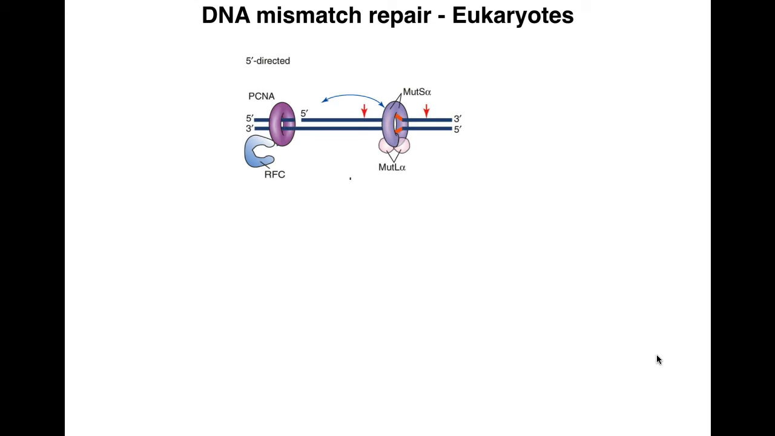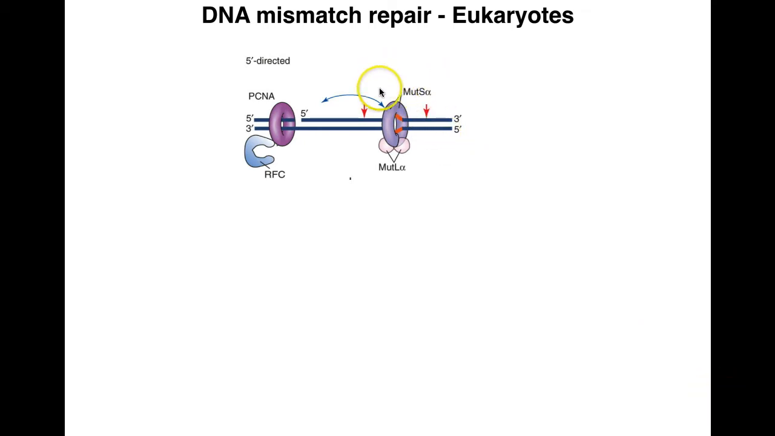So eukaryotes have homologs to the MUT-S and MUT-L proteins, but not MUT-H, as I mentioned. And so MUT-S and MUT-L in E. coli are going to recognize the mismatch and activate MUT-H to do the cleavage. But again, because the eukaryotes don't have MUT-H, MUT-L and MUT-S homologs are not going to activate a MUT-H homolog.